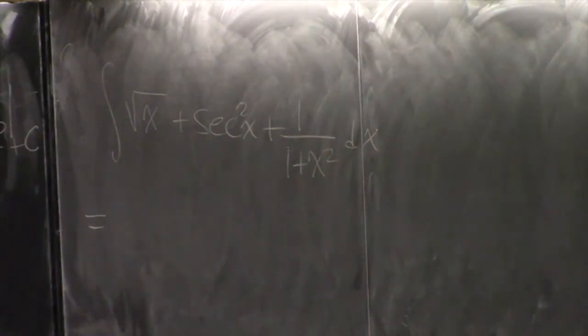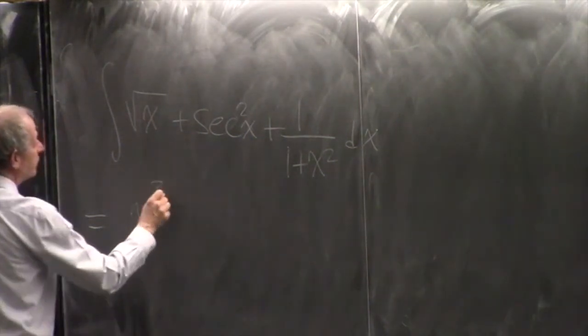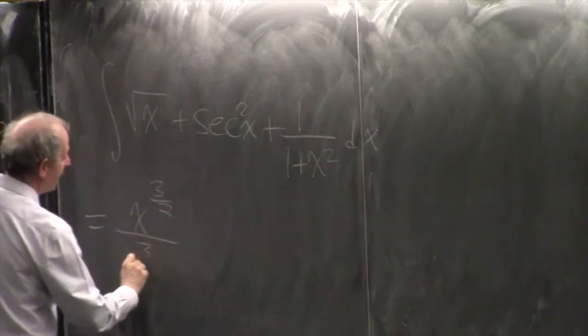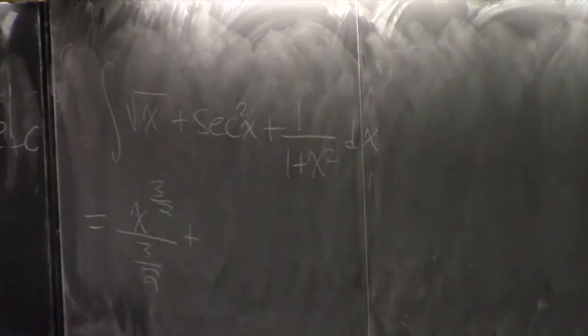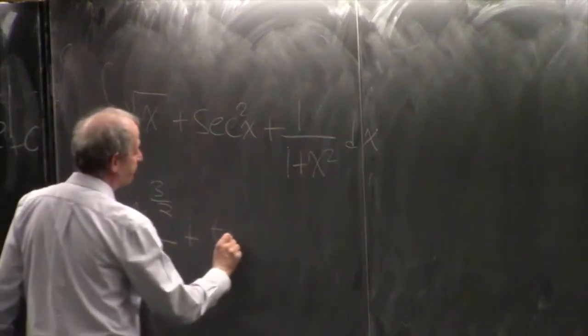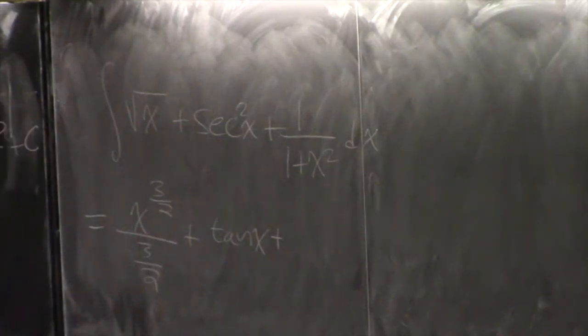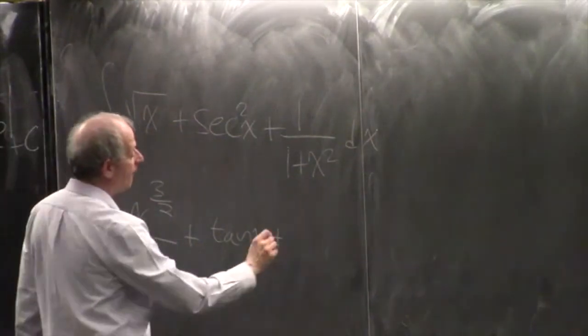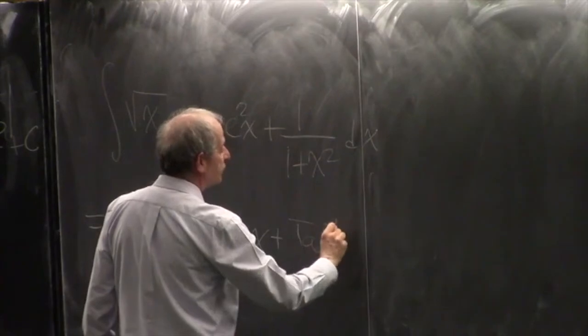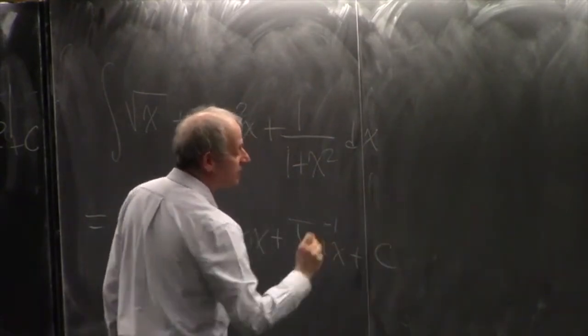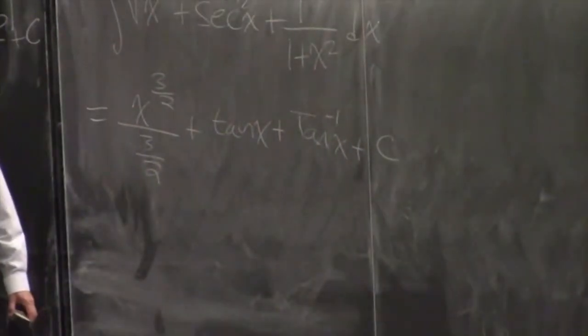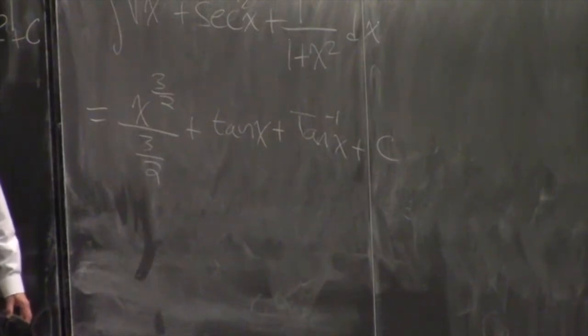What did we want to do? The integral of the square root of x. Let's say it's x to the half, right? So that becomes x to the 3 halves over 3 halves. The integral of secant squared x is tangent of x. And the integral of 1 over 1 plus x squared is inverse tan of x, also known as arctan of x, plus c. Got that one? Good.